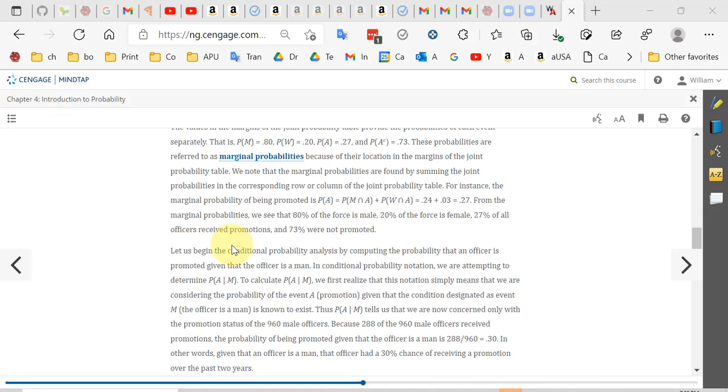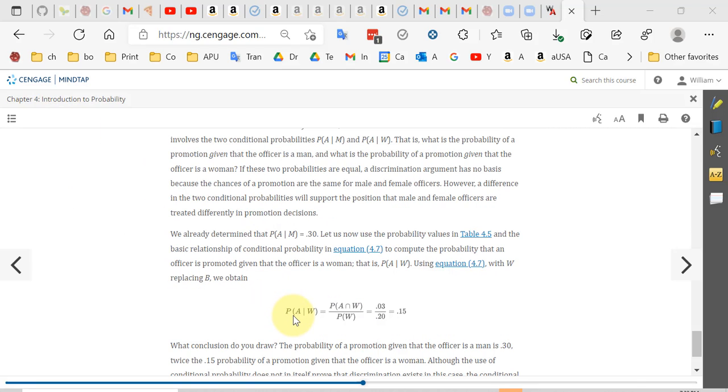Okay, so finally, after all of that, we're going to get to conditional probability. So they're going to calculate the probability of A given M. And why are they doing that, by the way? Because they want to know, well, this is going to give us what? Given that it's a man, what's the probability of being promoted?